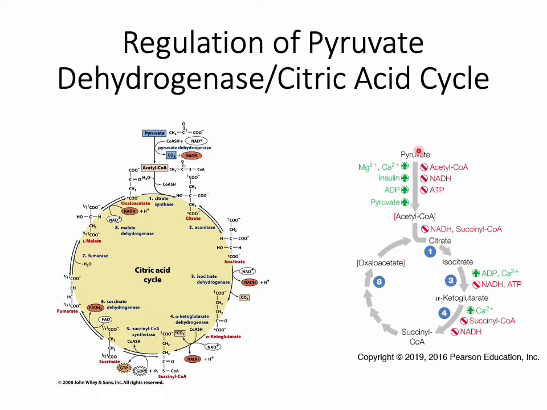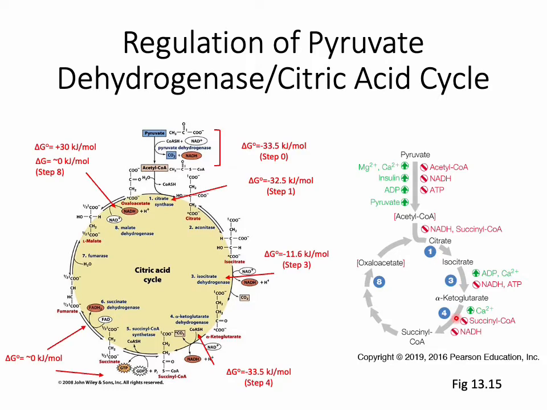The citric acid cycle is regulated at 3.5 steps. The main regulatory step of the citric acid cycle is actually pyruvate dehydrogenase. This is not technically part of the citric acid cycle, hence why I call it half a step. But again, pyruvate dehydrogenase is the main step at which the citric acid cycle is regulated. The citric acid cycle can alternatively be regulated at steps 1, 3, and 4.